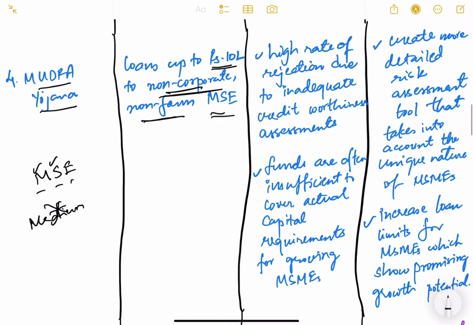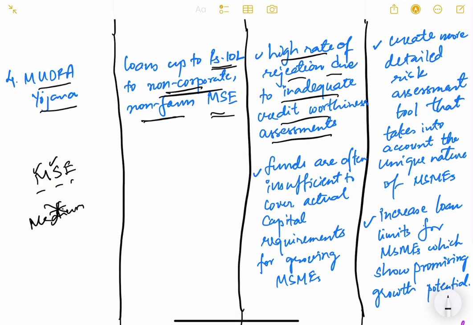What are the problems in this? There is again a very high rate of rejection due to inadequate credit worthiness assessments. So banks will reject these loan applications because they feel that the credit worthiness of the loanee is not up to the mark and they don't want to lend to them.